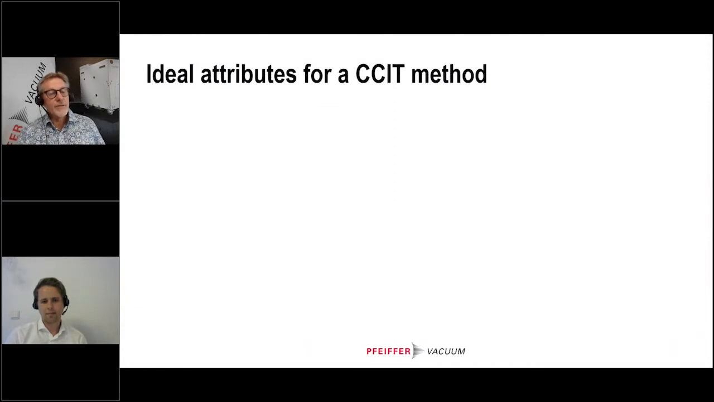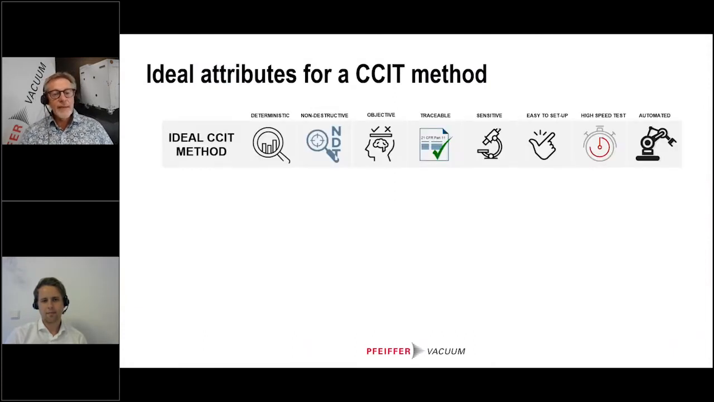I just want here to mention what are the ideal attributes for a CCIT method. Of course, the ideal method should be deterministic, non-destructive, objective, which means not operator dependent, traceable, if possible with software, CFR 21 Part 11 compliant, sensitive, or at least with a higher sensitivity compared to the existing blue dye, easy to set up, easy to use, high-speed test because time is money, and easy to automate.